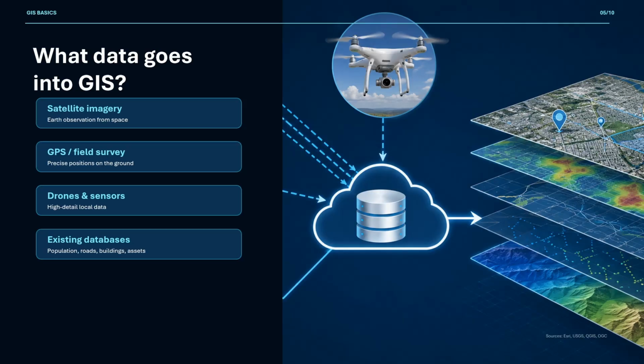GIS can use many types of data. Satellite images show land cover, vegetation, water, cities, and changes over time. GPS and field surveys give precise locations collected on the ground. Drones can capture very detailed location images. Existing databases can provide information about population, roads, buildings, parcels, utilities, and different public services. From that perspective, the power of GIS comes from bringing these different data sources together in one location-based system.